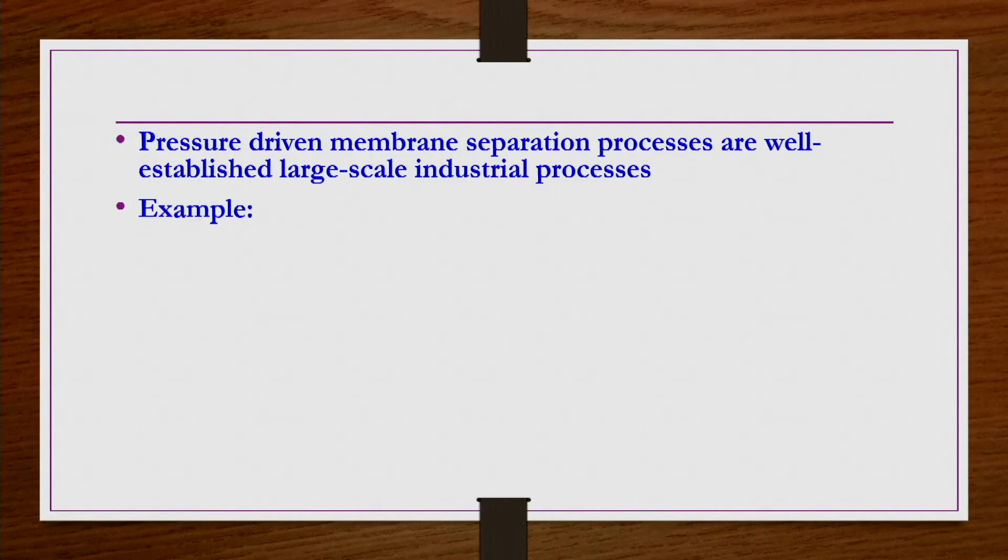Let us look at some examples where these industrial applications have been done. We all know that reverse osmosis is used for desalination of brackish water. Many of the water purifying units we use in household applications are also based on reverse osmosis or ultrafiltration in general.